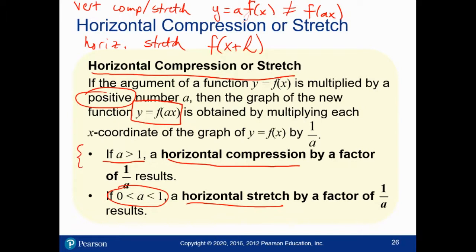If a is bigger than 1, to counteract that, you'd make things smaller. And so that will be your horizontal compression. But if a is less than 1, to counteract that, you would make your inputs bigger, and that's why it's a horizontal stretch. And we'll see some explicit examples with tables of values.